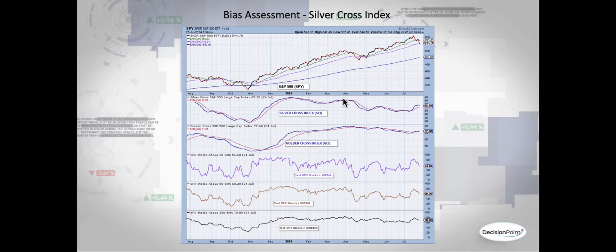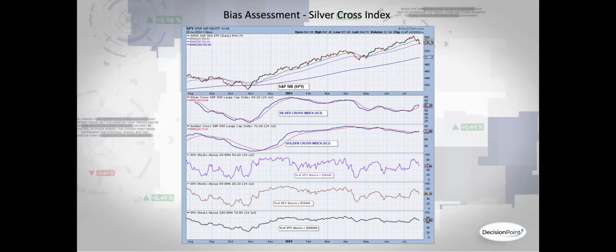So that particular negative divergence led right on into this decline that we had before. So these are the kind of things that we're looking for on that Silver Cross Index. It gives us a really good sense of what's going on within the index past the point of what price is doing above the key moving averages.